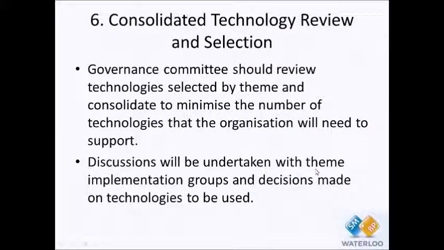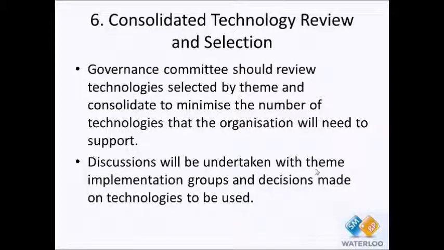The sixth area is the consolidated technology review and selection. This is a fairly straightforward process where the governance committee would review the technologies that were selected or proposed by theme and consolidate these to minimize the number of technologies that the organization would need to support. Clearly, it would be in the organization's interest to do that for a number of reasons. If people move from one area of the organization to another, it would minimize the number of new technologies they might need to learn.